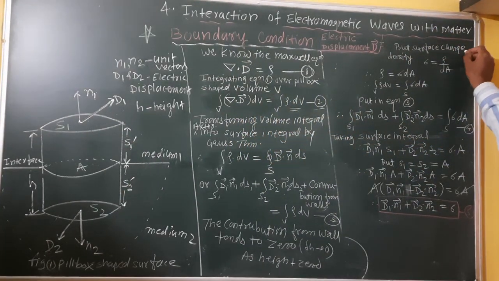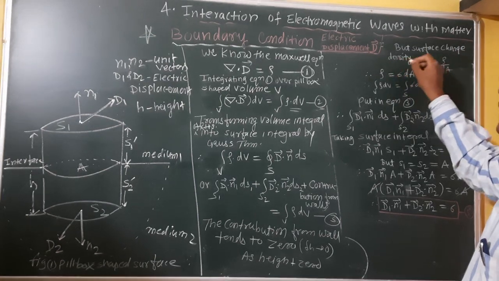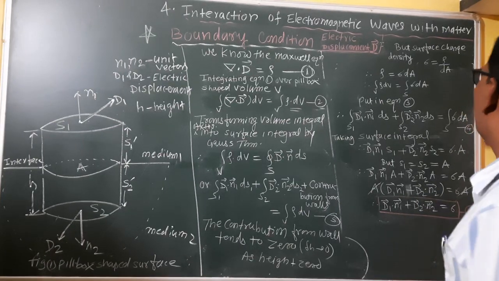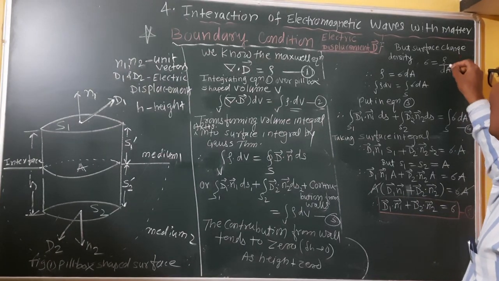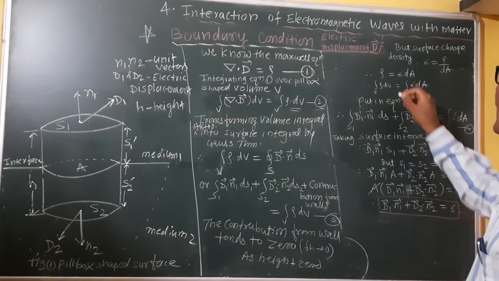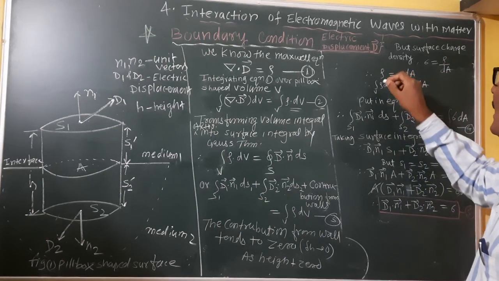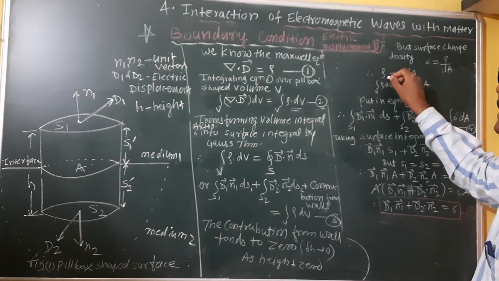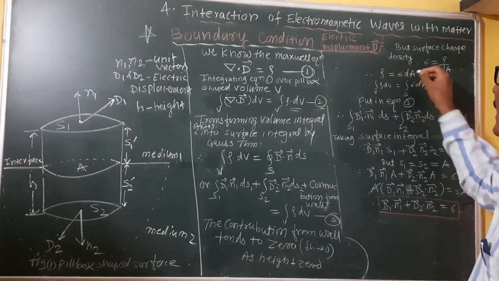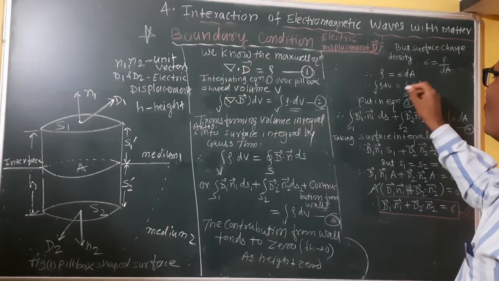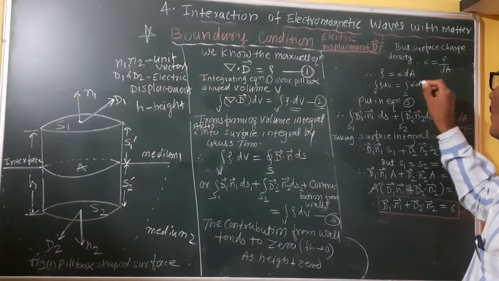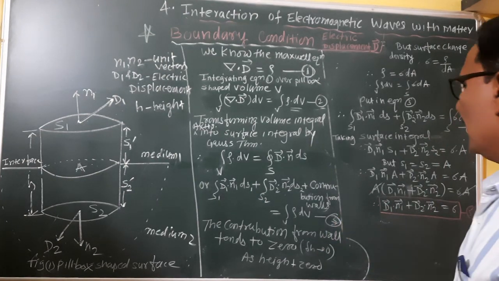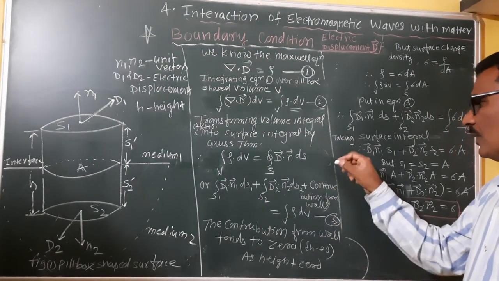Now surface charge density is nothing but sigma, that is charge per unit area, rho upon dA, and the charge density per unit area, the surface charge density, is denoted by sigma. Rho is the charge density. Now rho is equal to sigma into dA. Integrating both sides, rho into dV is equal to sigma into dA, and this can be put in equation number 3. The contribution of the walls vanishes.